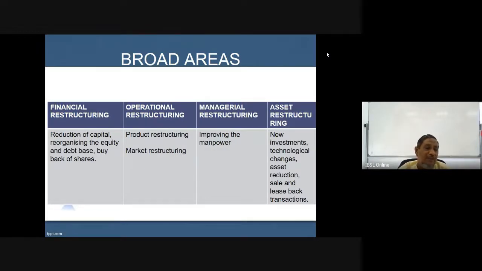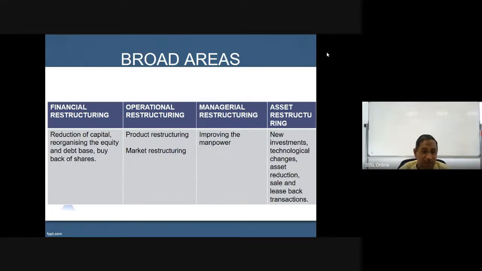Bring the solvency ratio back to an acceptable level. Then buyback of shares. Buyback of shares means buying the shares from the market, the company buying its own shares, and reducing the capital. That is financial restructuring. Then operational restructuring includes product restructuring and market restructuring.